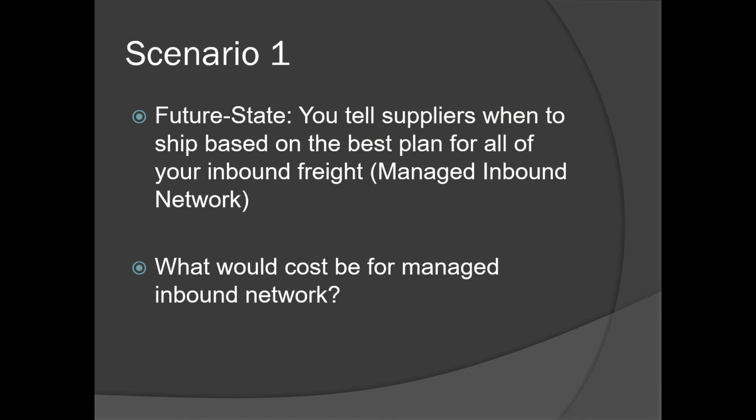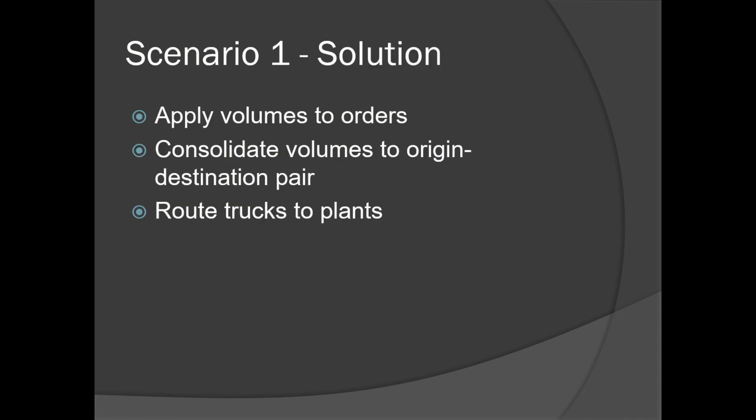So we talked about this first scenario. We went through it in class. I just want to hit on a few things really briefly, and I will upload the solution along with these videos. So basically the order of operations here, we applied the volumes to the orders. I showed you guys that VLOOKUP technique. And then the second piece, and I think some of you may have missed this one, was consolidate those volumes to the same origins and destinations. And I'll show you what that looks like in just a second. And then the third piece is just doing the routing exercise, right?